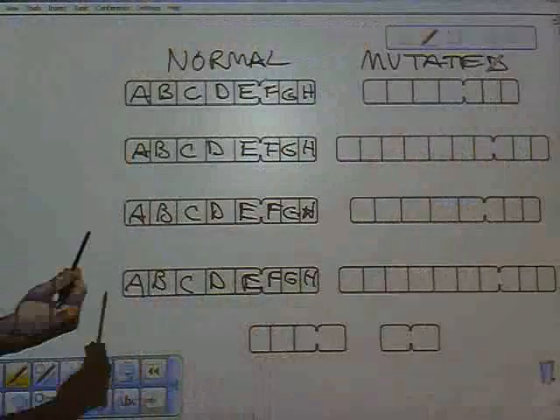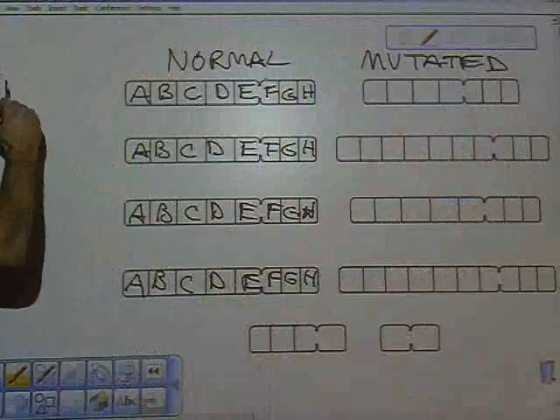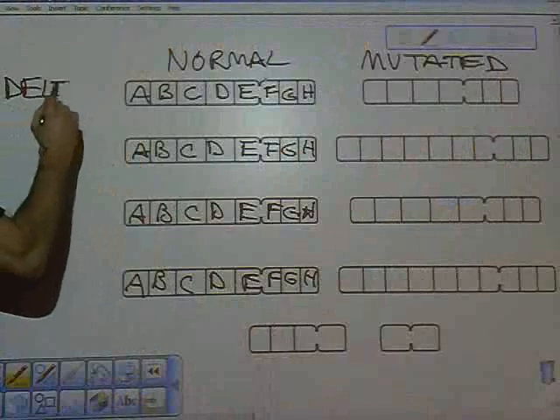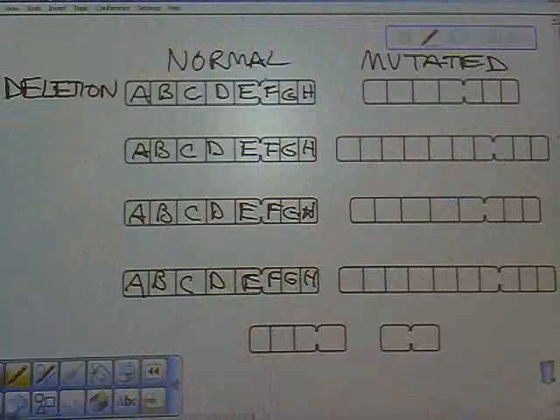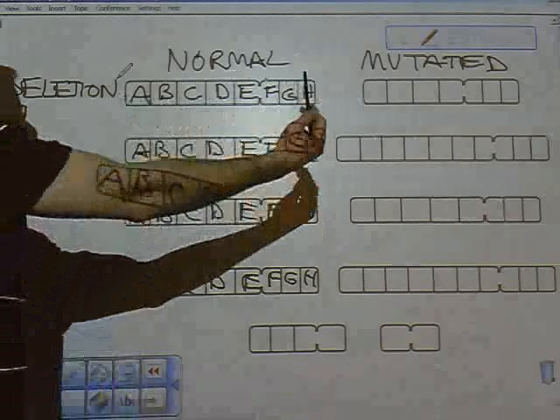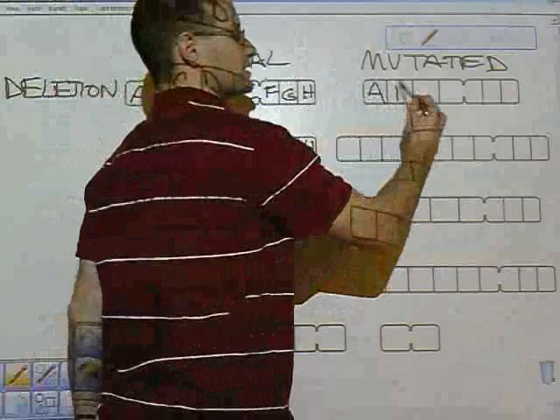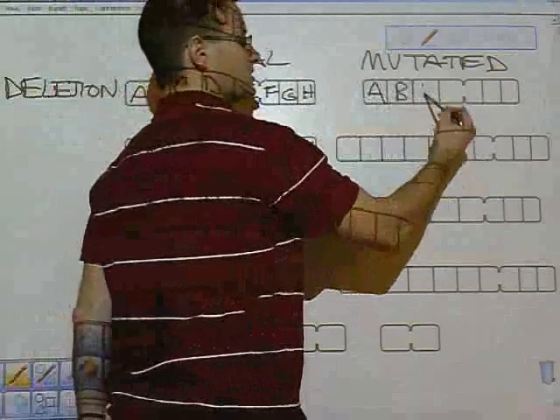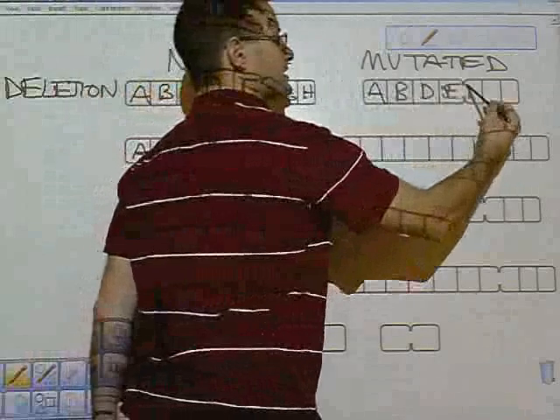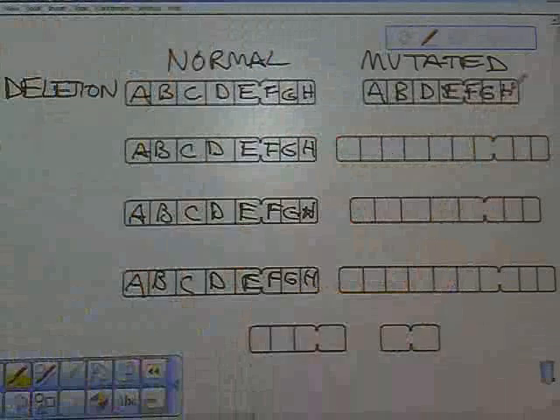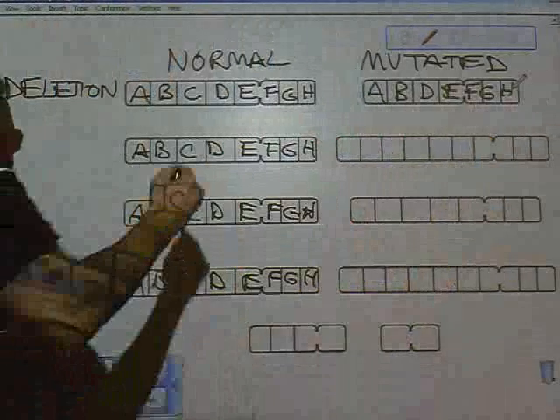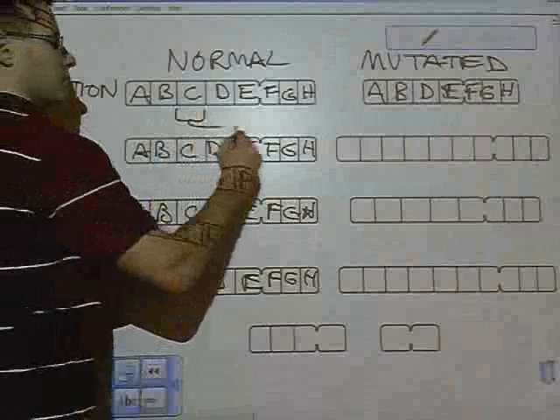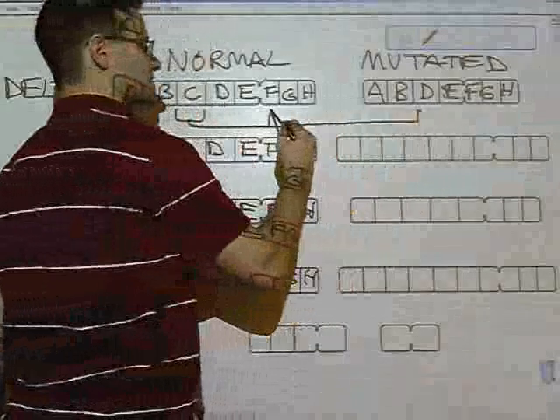So let's start with the first type of mutation. That is called deletion. And the name of the mutation explains itself. So instead of having our letters A through H, we're just going to take a chunk out, and we'll say that chunk will be letter C. So now our chromosome reads A, B, D, E, F, G, H, where letter C is missing.